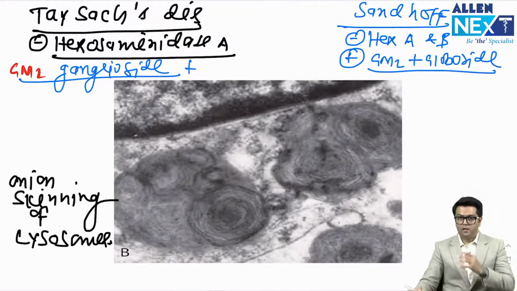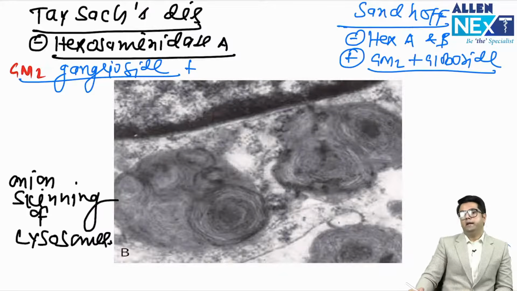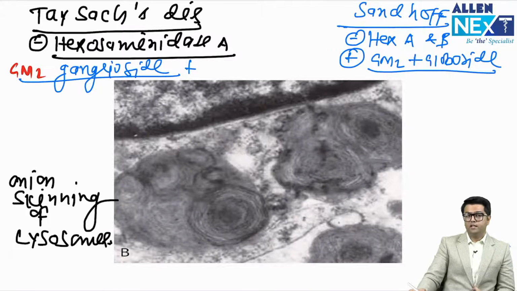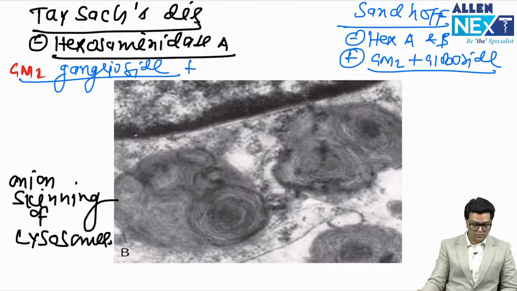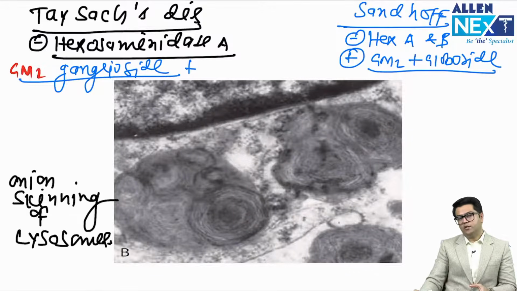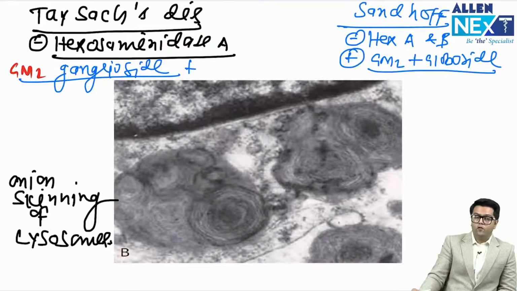Okay guys, so this can help us if there is a question and you see this image, and there is no Tay-Sachs mentioned, then go for Sandhoff's. And if both Sandhoff's and Tay-Sachs are mentioned, then look for this point. Am I clear? And remember guys, GM1 ganglioside is required for the receptor of cholera toxin, GM1.